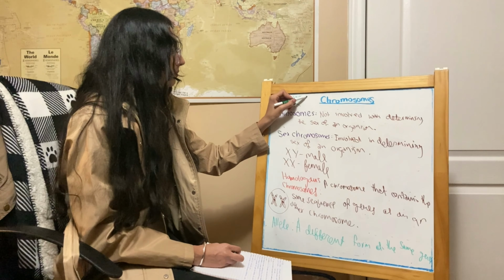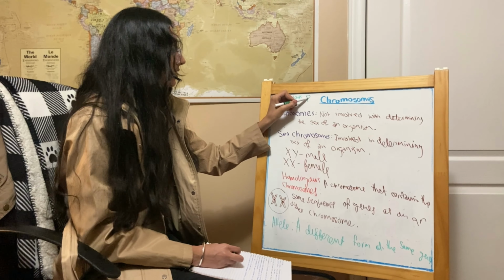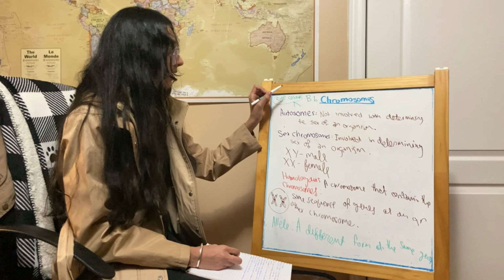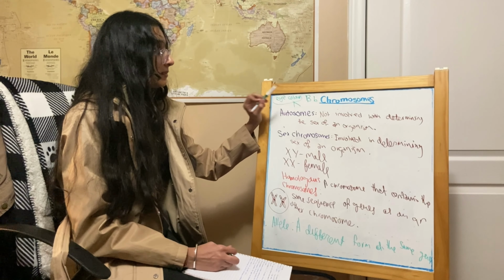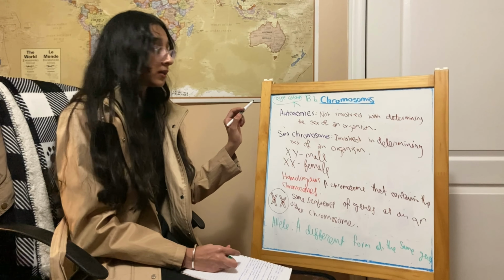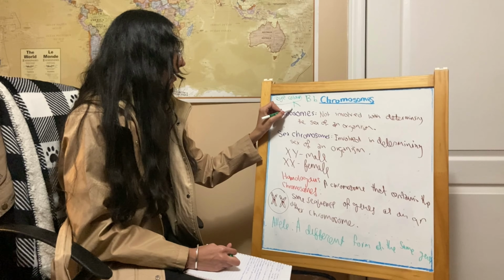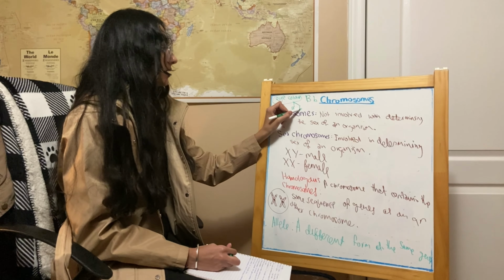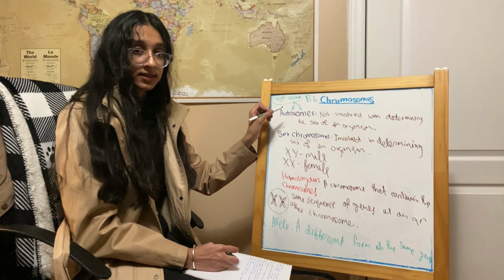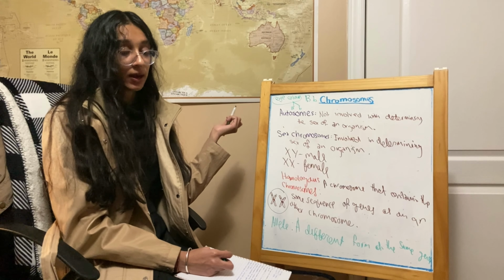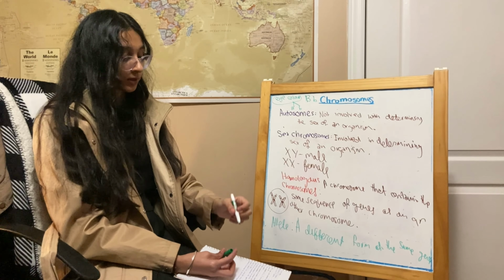So eye color can be represented by the letter B, uppercase B, or lowercase b. Uppercase B means brown. Lowercase b means blue. So the alleles of this gene would be uppercase B or lowercase b, brown or blue eyes. They're the same gene, eye color, but they have different alleles, a brown color or a blue color.